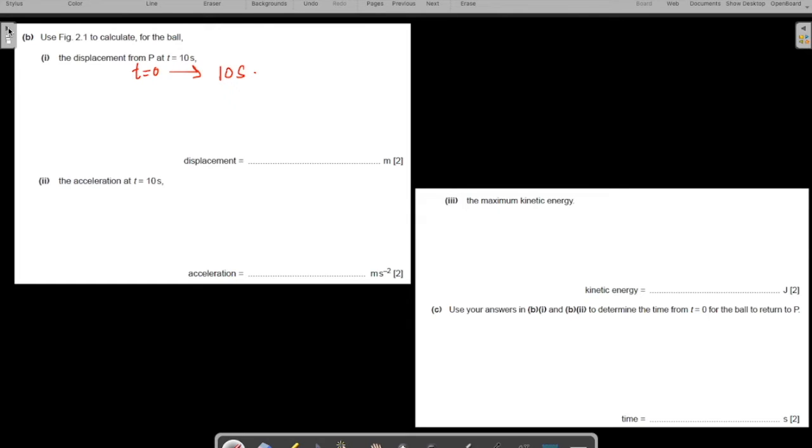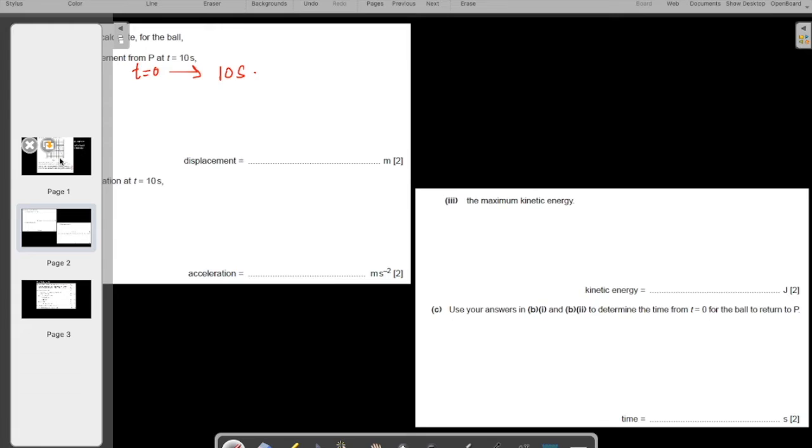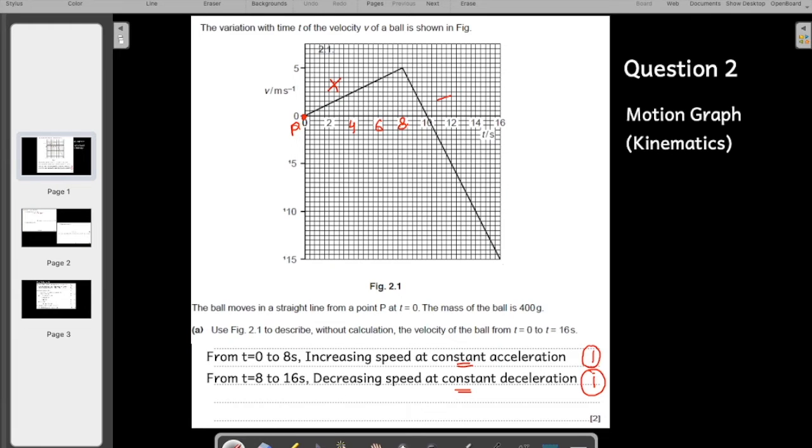So let us come to the graph now. Which is the time period they are talking about? They are talking about this time period starting from time t equal to 0 to t equal to 10 seconds. This is the time period that they are talking about, during this time period.